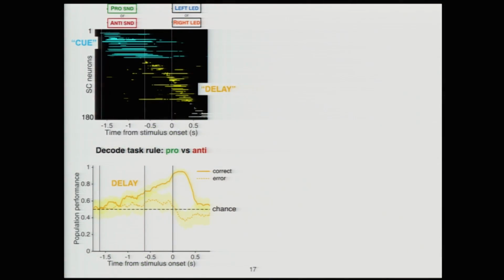In contrast, if we look at the delay neurons, again, by definition, we're building our decoder based on the correct trials. So of course, there's a lot of information during the delay and much less earlier on. That's by the definition of the delay neurons. But now, if we compare the error trials to the correct trials, we find that there's a big difference between the two. That is, these delay neurons are much more closely correlated to the animal's behavior.